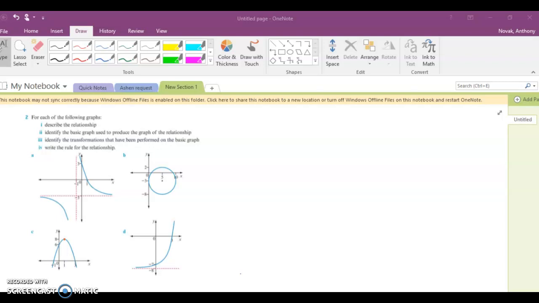So this is exercise 5I, and I'm looking at questions 2 and 4 today. Looking at question 2, we have, as you can see, the four basic relationships that we looked at in this chapter. This current topic is focusing on 3 out of the 4, and the previous one, of course, the quadratic. So, looking at the first question, describe the relationship.